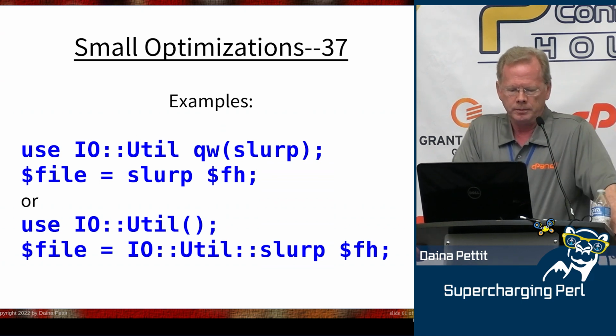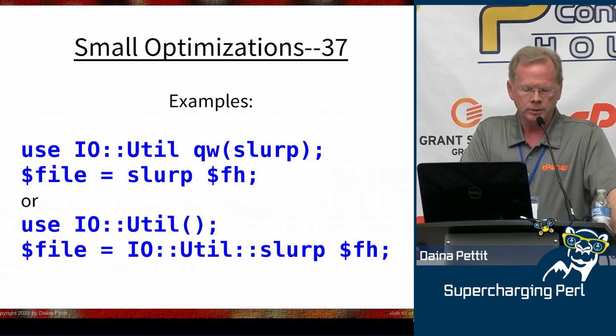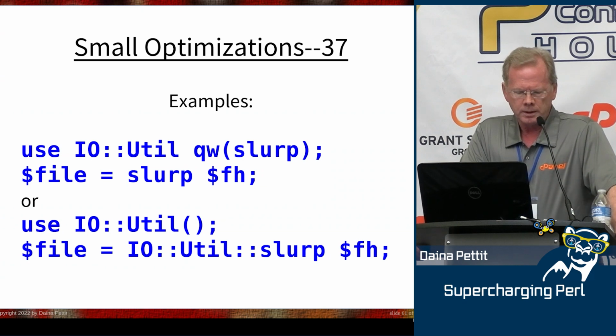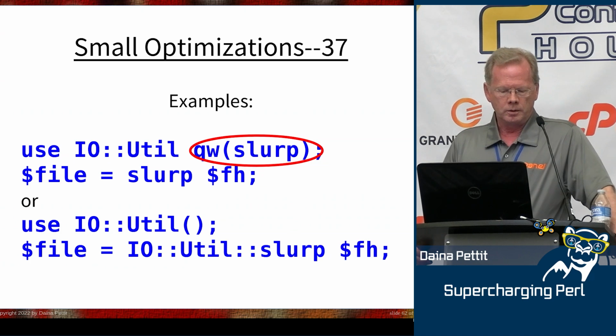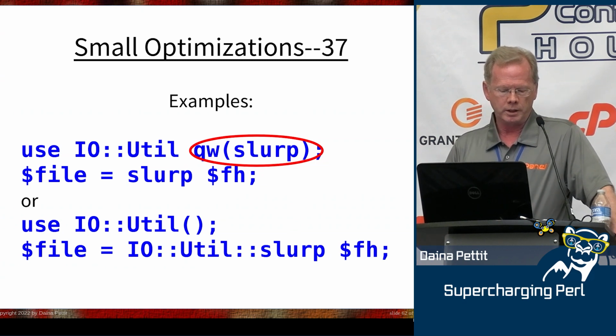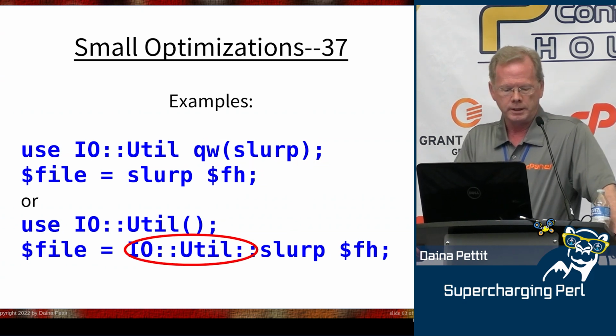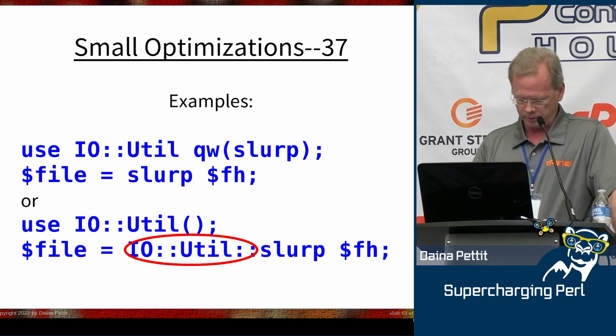So here's an example where we have IO util. We just want to use the slurp function. And so what we do is we say quote word slurp, so it just loads that portion. And then we can call slurp directly, or if we just use empty parentheses after it in the use statement, then we need to give the full path to the slurp function. Either way works.